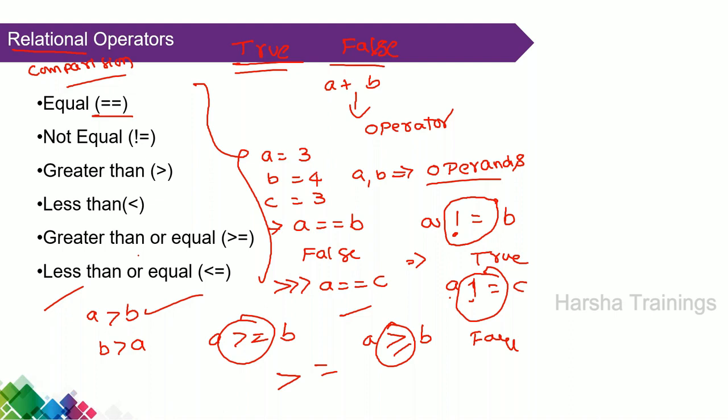Comparing variables. After comparison, based on whether it satisfies the condition, it returns true. If it does not satisfy, it returns false. So that is the basic thing.